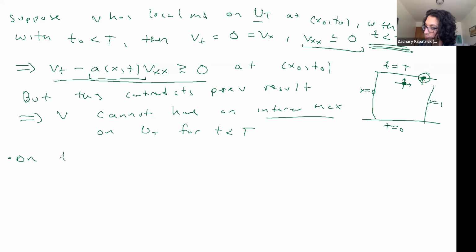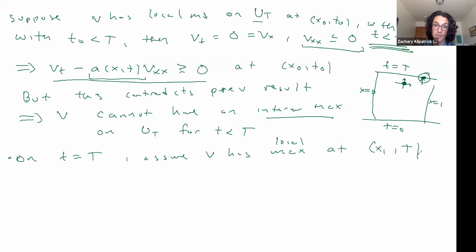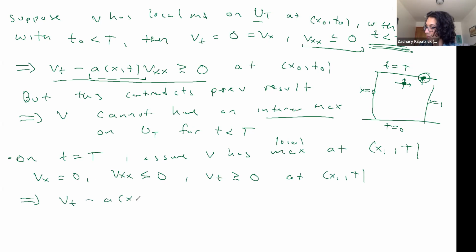Then if we take t equals T specifically, assume V has a local max at some point x1, T. We follow the procedure of the previous part: v_x is 0, v_xx is less than or equal to 0, but now v_t is greater than or equal to 0 at x1, T. This again implies that v_t minus a(x,t) v_xx is greater than or equal to 0. Again, this is a contradiction.